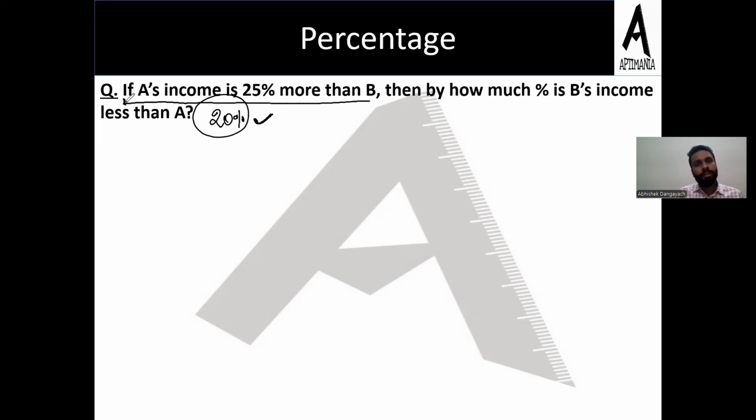If A's income is 25% more than B, you have read the line. Can you just let me know the meaning of this line? Okay, the meaning is A's income is 25% more than B. That is, A's income is 25% more than B's income.